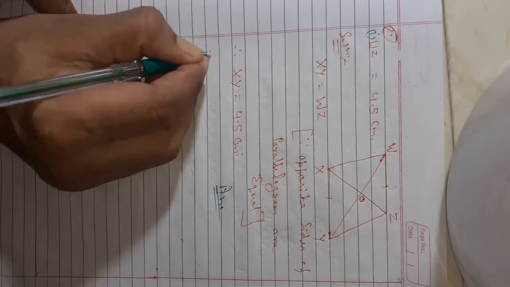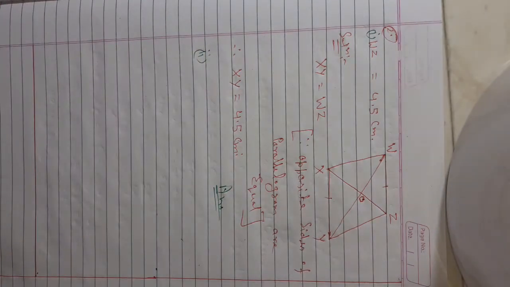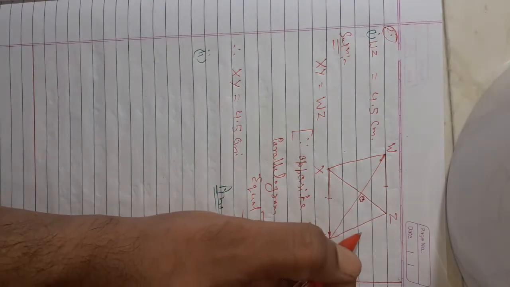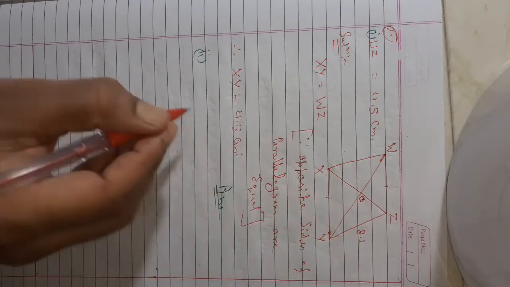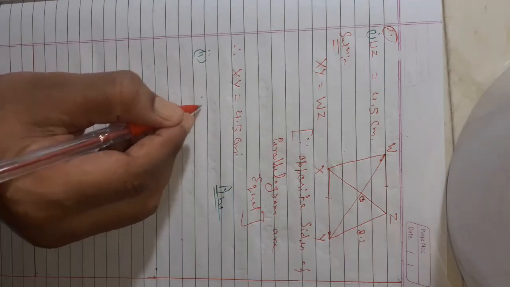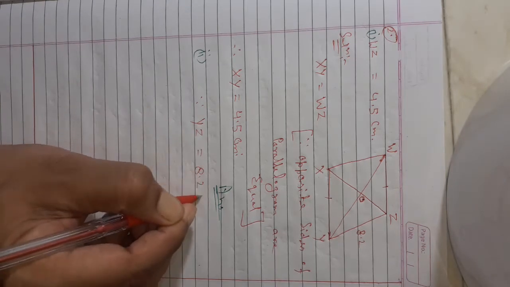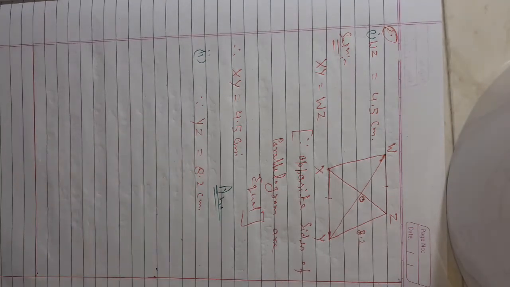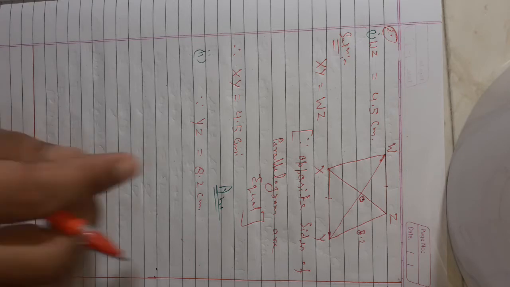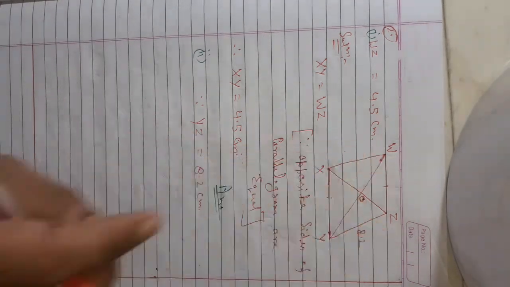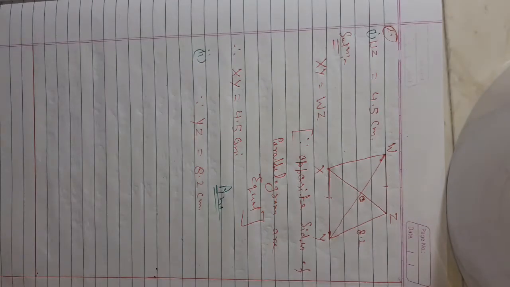Now come to second one. Second one is what? They are asking what? YZ is equal to 8.2. YZ is equal to what? 8.2. So since YZ is equal to 8.2 centimeter, they are asking XW is equal to what? XW, YZ is given, XW they are asking. Okay, same as how you solved the first sum.